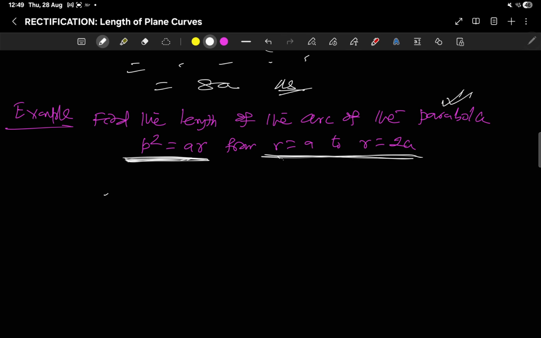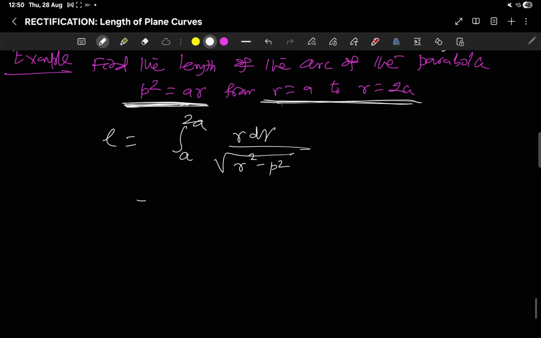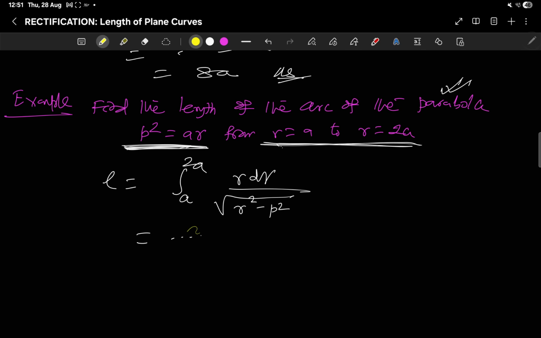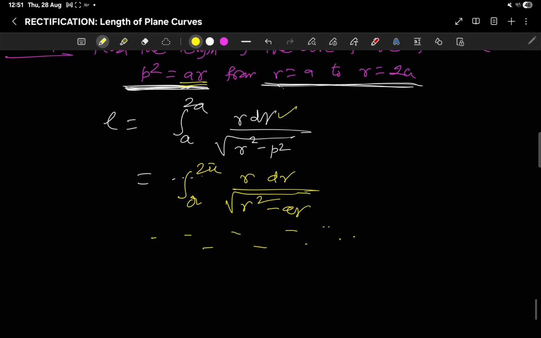So what is the formula? The length of the arc here is the integral from a to 2a of r dr divided by the square root of r square minus p square. If you simplify it, it is from a to 2a, r dr, where the variable is r. So it is r square, and p square is ar, under the root. You just go on simplifying, and the answer will be a times square root of 2 plus log of root 2 plus 1. So this will be your answer.